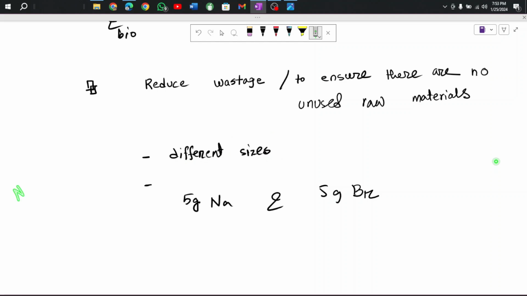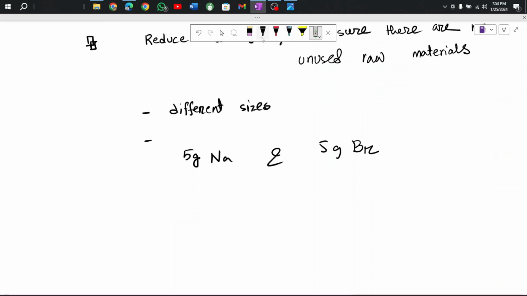For example, sodium. Sodium is, okay, let's say relatively small. Calcium is a little bit bigger. We talk about barium, which is bigger than them both, right? Similarly, every element has their own size. এখন তুমি যদি ডিফারেন্ট সাইজে দুটো জিনিসকে কম্বাইন করো and you take equal masses, for example this 5 গ্রাম সোডিয়াম নিচ্ছি, 5 গ্রাম ব্রোমিন নিচ্ছি.